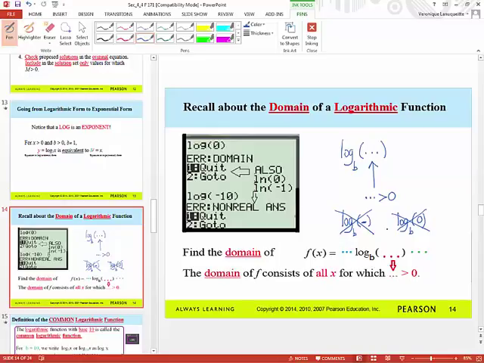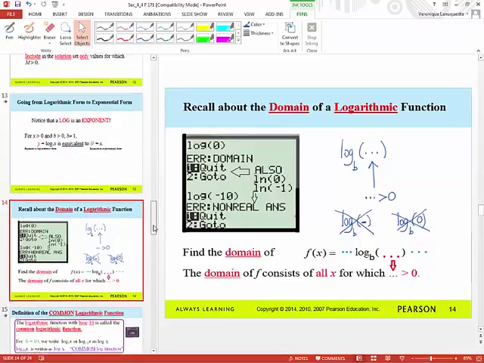So any potential solution that leads to either the log of a negative number or the log of 0, after you clean it up, you need to discard this potential solution and only keep the solutions that do check out in the original equation.